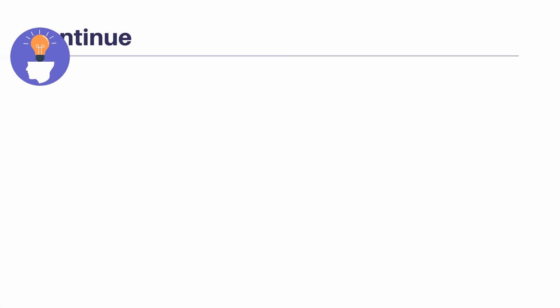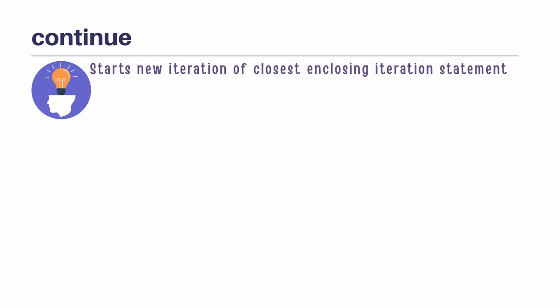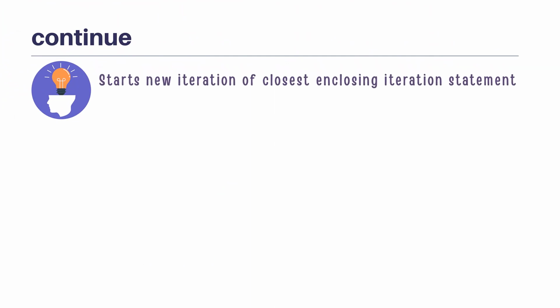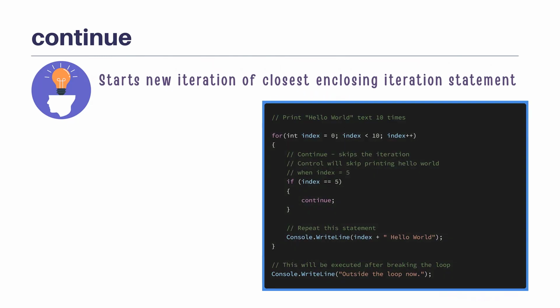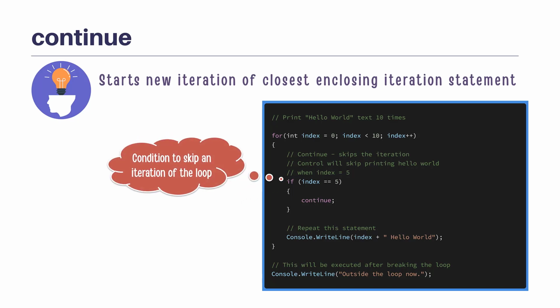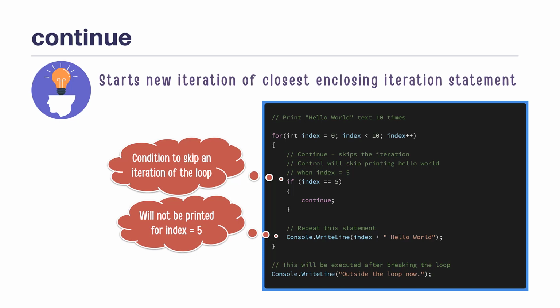The next keyword is continue keyword. This keyword is used inside the iteration statements. When the continue statement is executed, all the subsequent code statements which come after the continue statement are skipped in that particular iteration and the loop begins next iteration. The code snippet shown here prints hello world in first 5 iterations. In the 6th iteration, the index will be equal to 5 and hence the continue statement will execute. This will cause skipping of rest of the block of code. This means the text hello world will not be displayed when index is equal to 5.